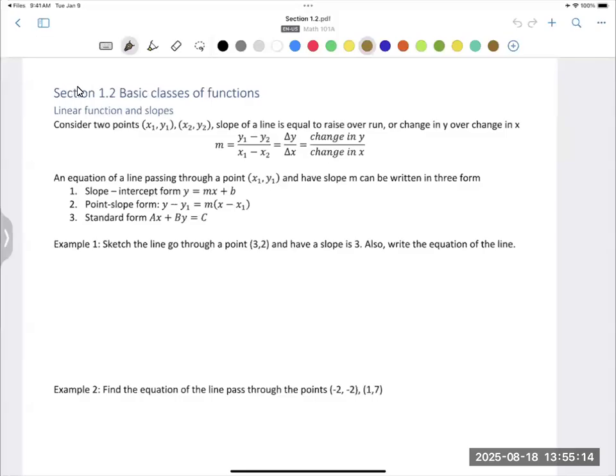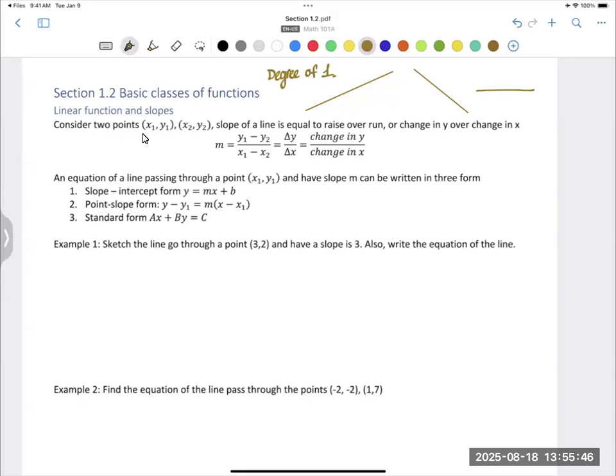Hi everyone. So in this video we will talk about basic classes of function. The first thing we're gonna look at is the linear function and their slopes. If you recall, a linear function is actually the equation of a straight line. So any straight line, you're gonna have a linear function, and usually a linear function will have the power of 1, or the degree is 1.